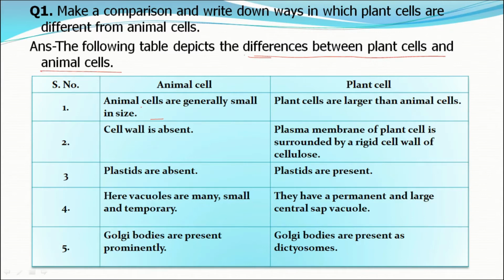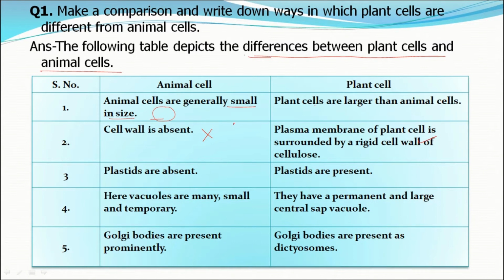So first difference is animal cells are generally small in size, because they don't have any external rigid structure. Outer membrane is very flexible, that's why they are small in size. While plant cells are larger than the animal cell because the structure of plant cell is rigid because of the presence of cell wall. In animal cells, cell wall is absent, but in case of plant cell, plasma membrane is surrounded by a rigid structure which is known as the cell wall and made up of cellulose.